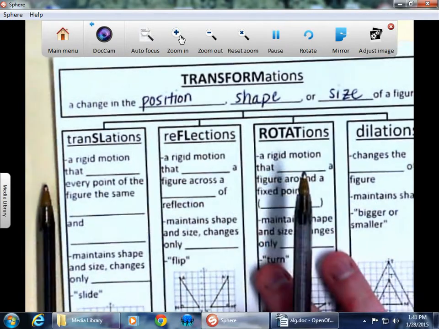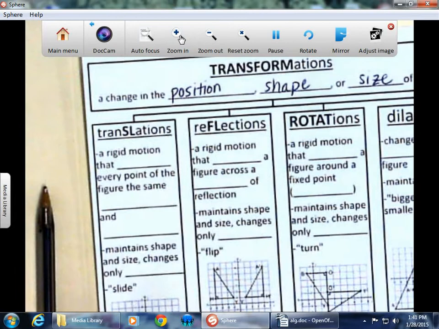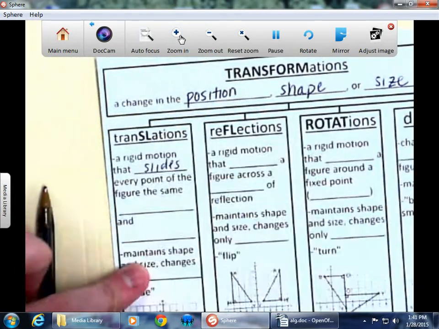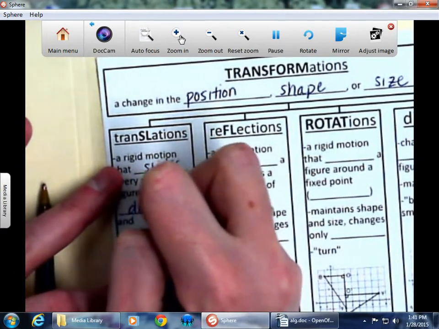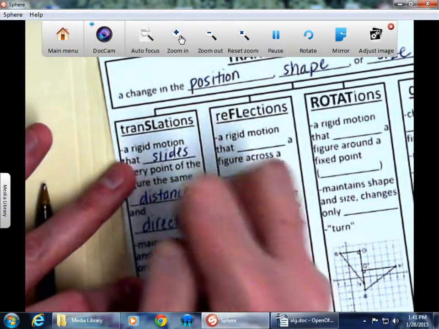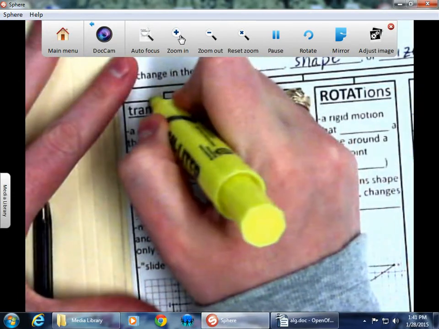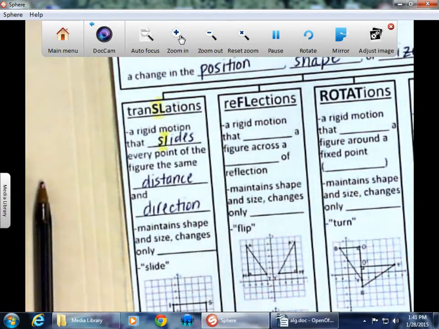Our first one is a translation. A translation is a rigid motion that slides every point of the figure the same distance and direction. So a translation is a slide, and I do want you to get your highlighter, and I want you to highlight those letters SL right there, and then highlight SL in the word slide. So that's kind of your little hint. A translation slides, your SL.